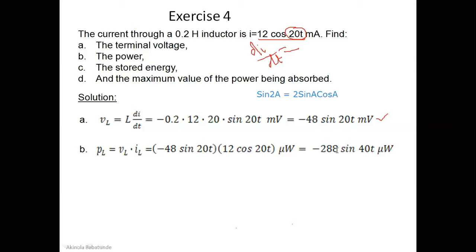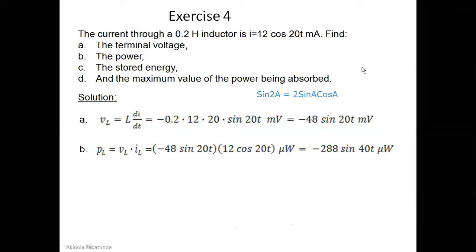Let's go ahead. This 2 here is very important. That is what dropped this to minus 288. 48 times 12, if you divide that by 2, it should give us minus 288, considering this 2 we have right at the back here. Then the next part says we should find the stored energy.